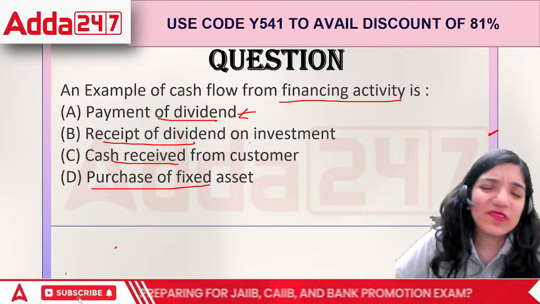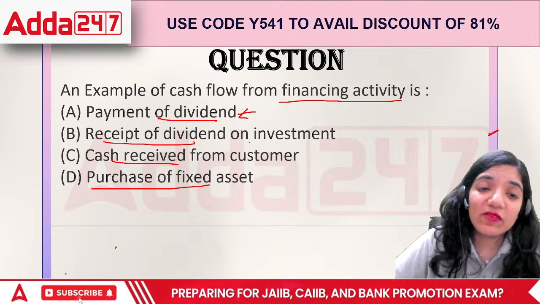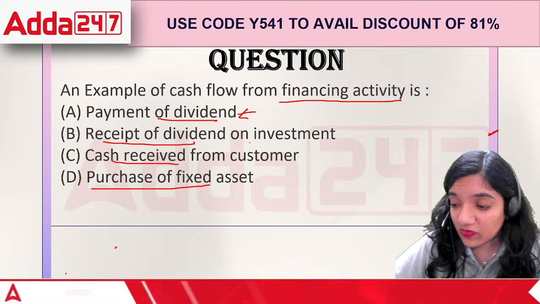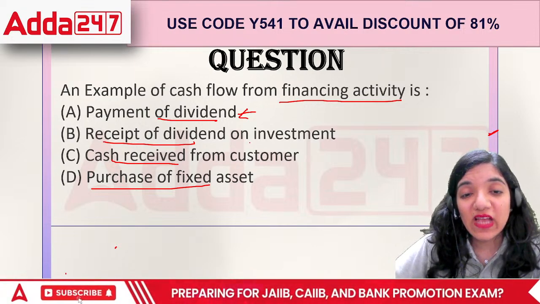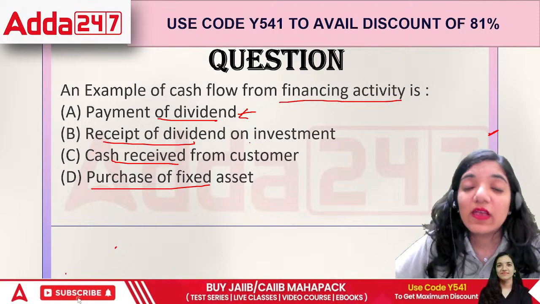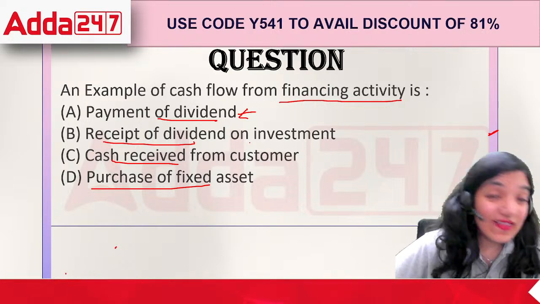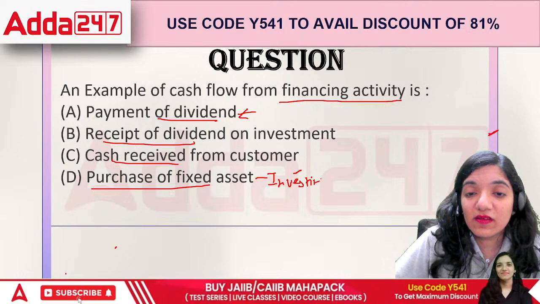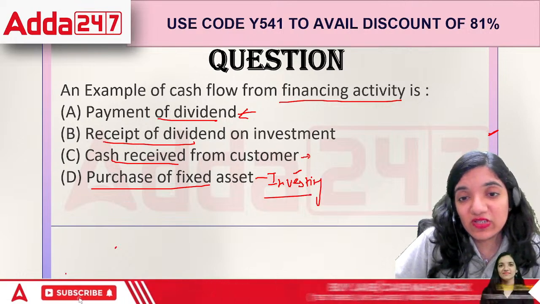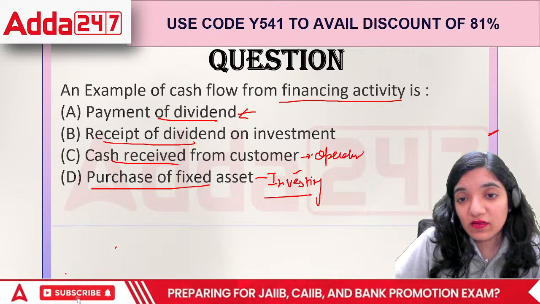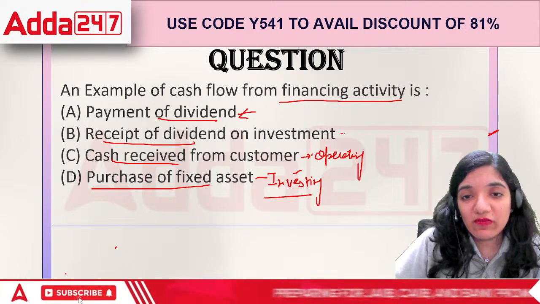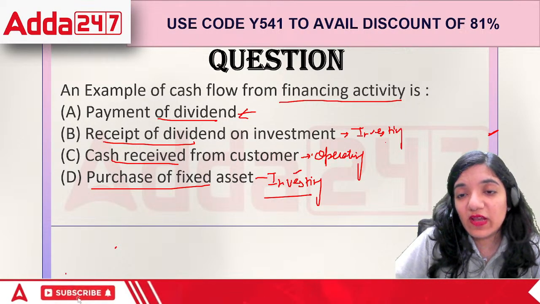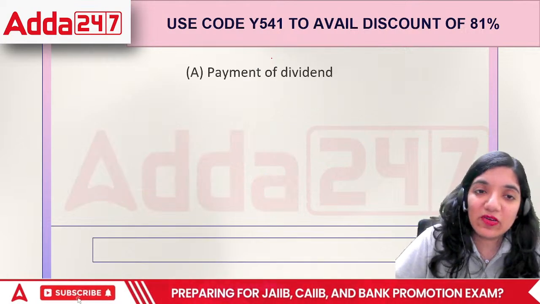Next is cash received from customers. If we receive it from customers, that is something that happens on a day-to-day basis, so it's an operating activity. And then there is purchase of fixed assets. When you buy a particular fixed asset and then you work upon that asset, it is called purchase of fixed assets. If we buy or sell a particular asset, it is a part of investing activity. So just one of them is financing, that is the payment of dividend.